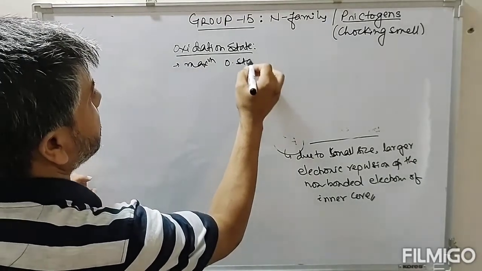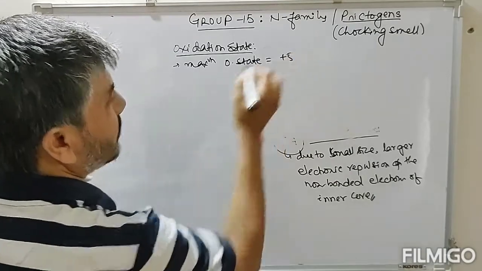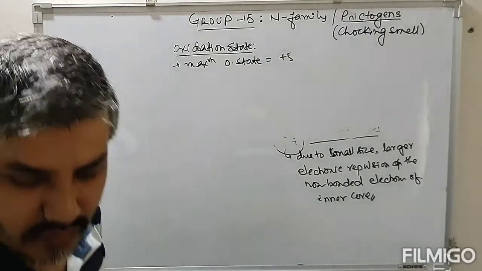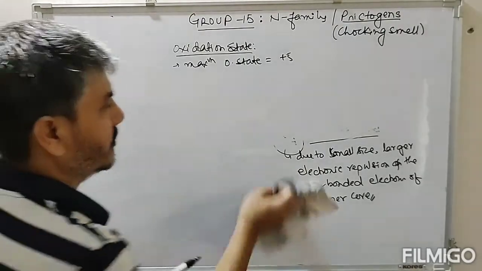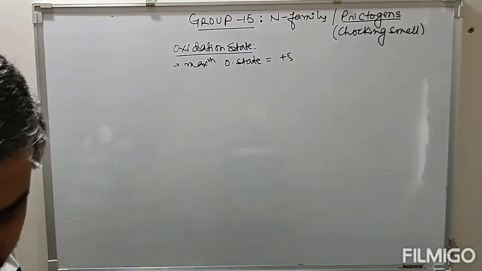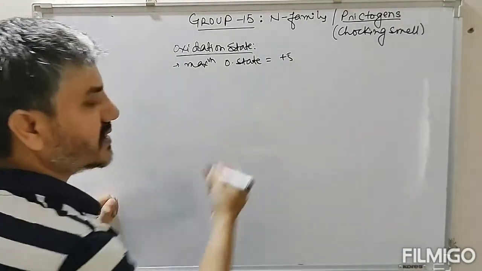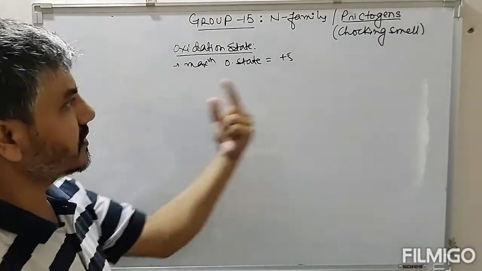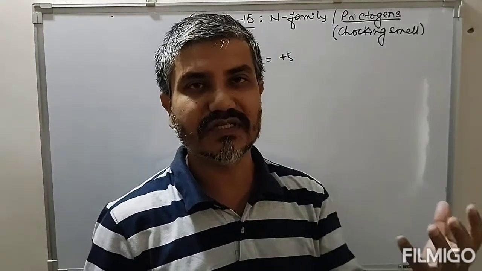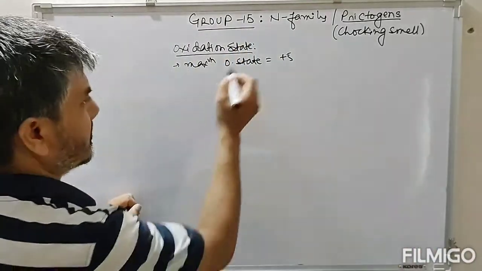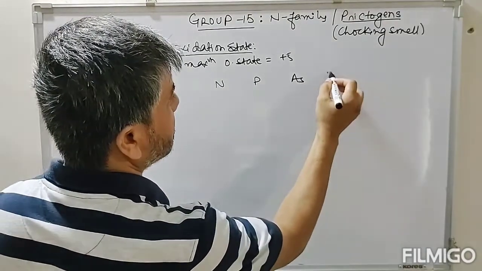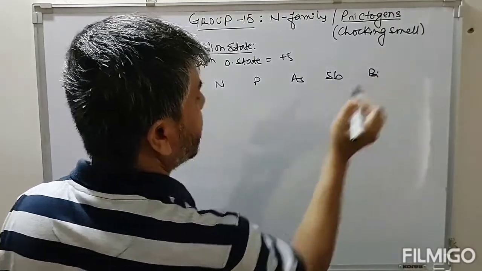Maximum oxidation state is +5 due to the presence of 5 electrons in the valence shell. Now moving down the group, the inert pair effect increases. As the inert pair effect increases, the stability of the +5 oxidation state decreases, whereas the stability of the +3 oxidation state increases. So we have looked at this: nitrogen, phosphorus, arsenic, antimony and bismuth.